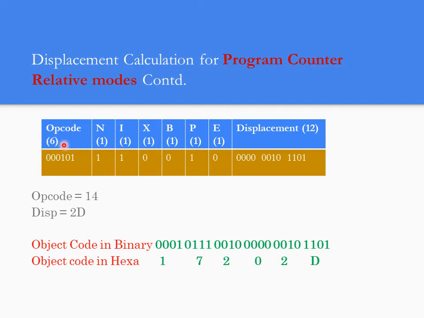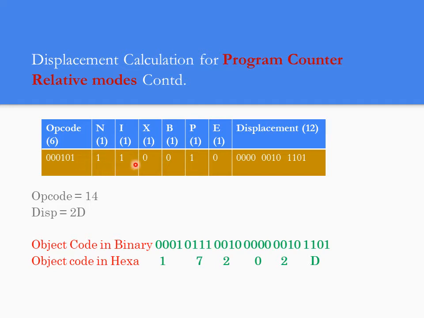So the opcode, which is 6 bits, the opcode value for the STL instruction is 14. So since you only have 6 bits, the last 2 bits of the number 4 are not getting stored. So 1 is getting stored as such, 0001, and in 4 you have 0100. So that is not getting stored in here.